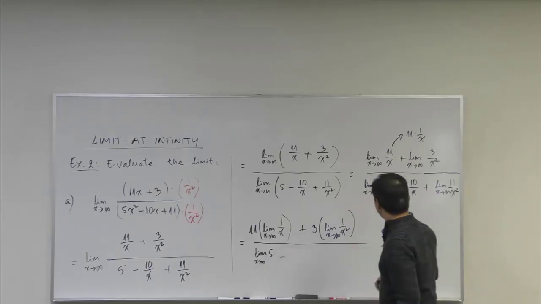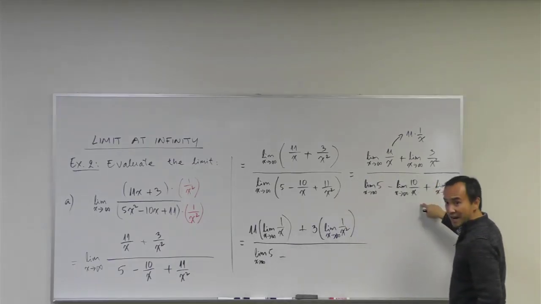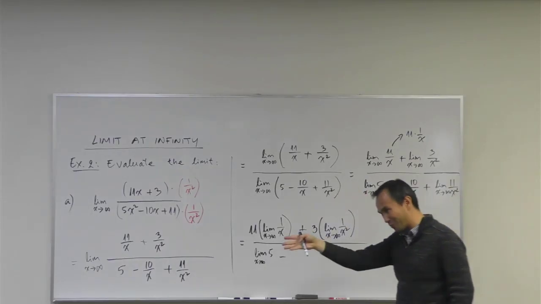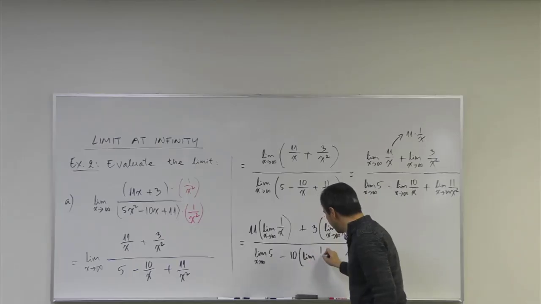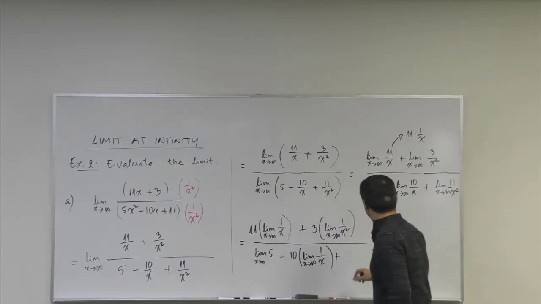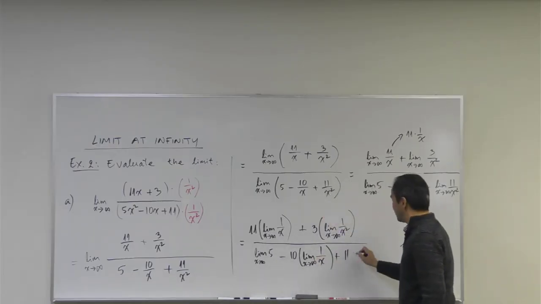I'm subtracting, and then the same way, a 10 over x, I see that as a coefficient. 10 is multiplied with 1 over x. So I'm subtracting the 10 coefficient, but that coefficient will eventually multiply with the limit of 1 over x as x gets to infinity. You guys with me there? And the last term here, I'm going to write it as 11 multiplied with the individual limit for 1 over x squared. We good with that then?